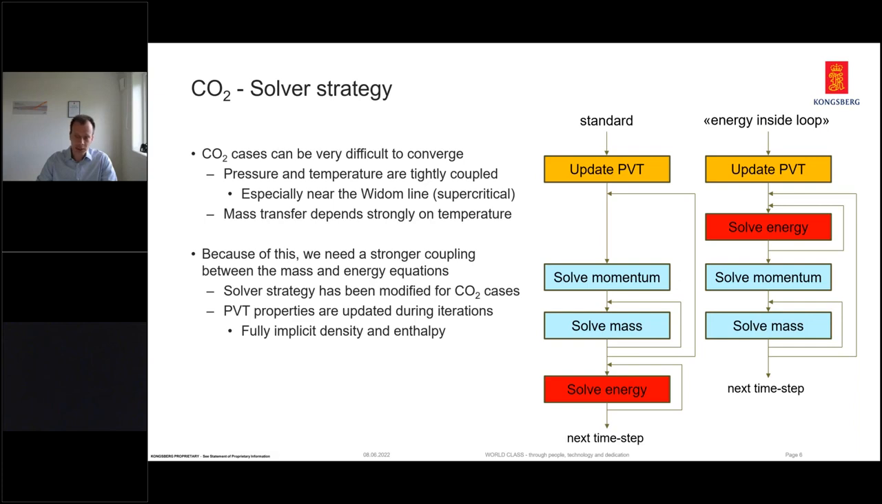So here we just put the energy equation inside this iteration loop that is around the momentum and mass equation. And the effect of that is that the energy, momentum, and mass equation will now all be converged at the same time. And then that makes it possible to handle these difficult CO2 cases, basically. And also, as part of this, we actually update the PVT properties during this iteration loop. So that means that we have a fully implicit solution in terms of density and enthalpy.